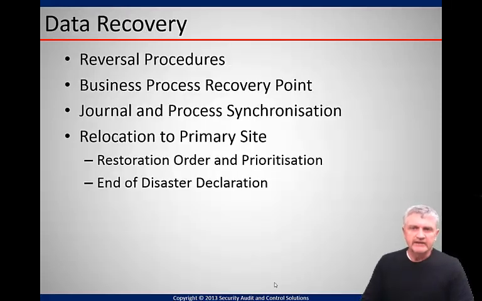Now, data recovery is a reversal procedure of the actual disaster recovery procedure. The business process recovery point, we need to look at journal and process synchronization, means that if we ran any transactions since a disaster was declared, we migrated to the alternate site. We ran transactions there, so we actually recover the primary site from backup tapes. However, there were some transactions that took place. We must make sure that we have process synchronization. Once we relocate to the primary site, we can do restoration order and prioritization, and then finally end of disaster declaration.